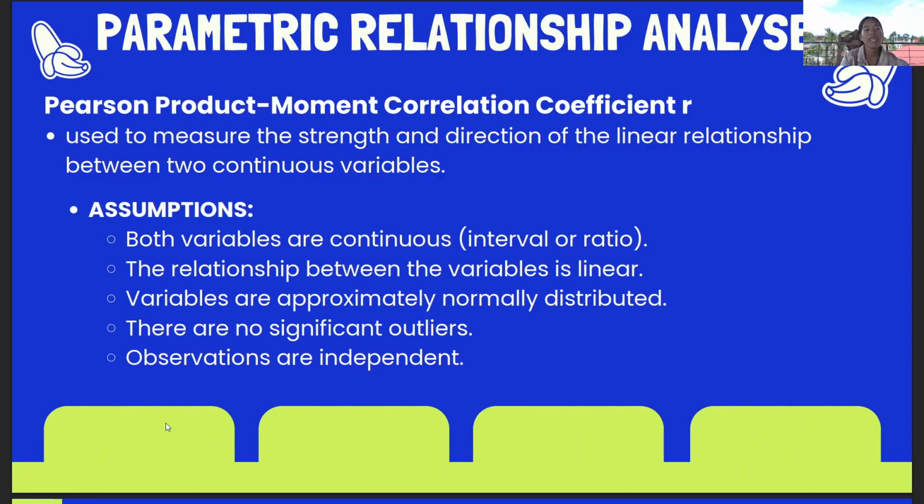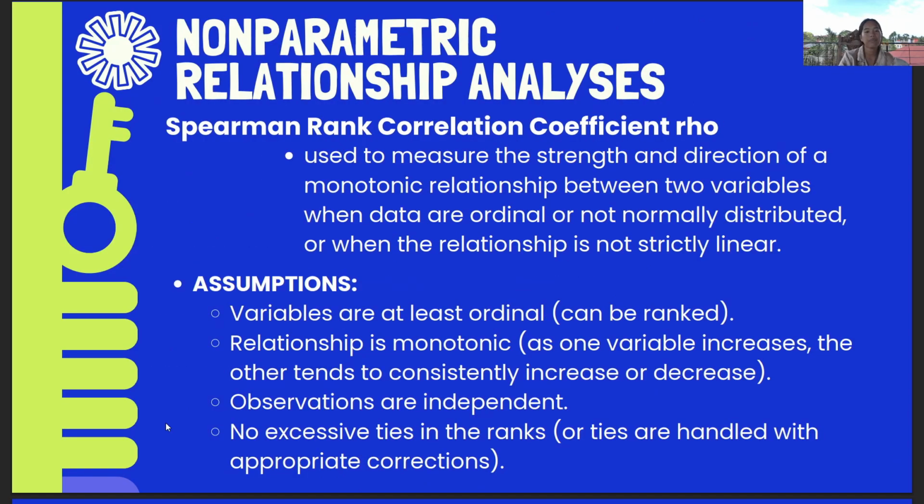Now, let's go down to the parametric relationship analysis. We have the Pearson product moment correlation coefficient. It is used to measure the strength and direction of the linear relationship between two continuous variables. And it also has assumptions that need to be met, which are both variables are continuous, interval or ratio. The relationship between the variables is linear. Variables are approximately normally distributed with no significant outliers, and observations are independent.